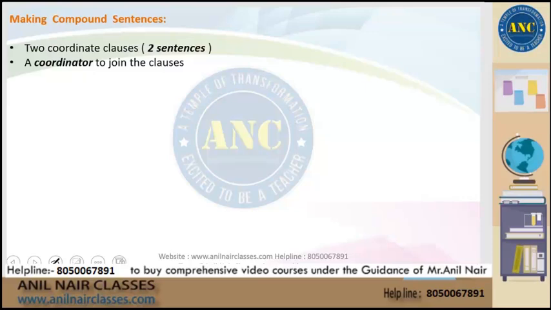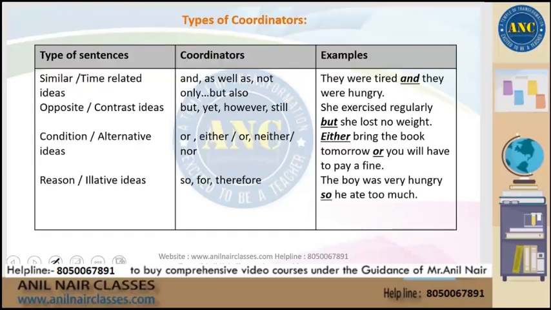How to make compound sentences. You're supposed to have two sentences or two coordinate clauses and join them by a coordinator. So let's look at different types of sentence. The first is a similar time related idea. So your coordinators for them are and as well, not only but also.